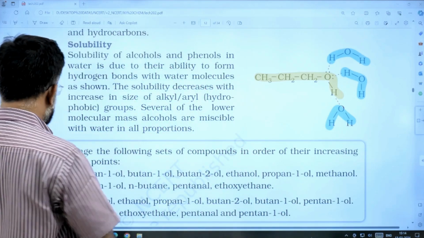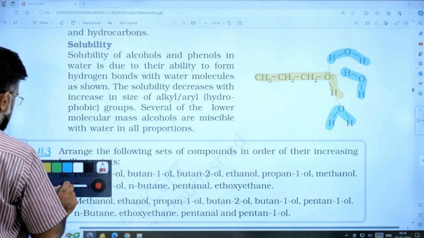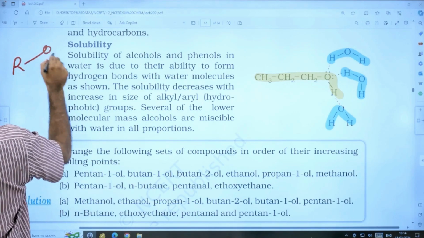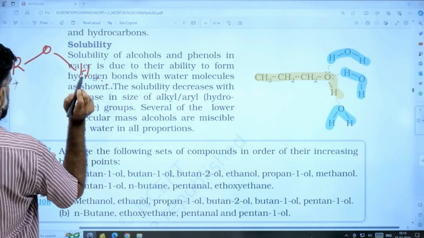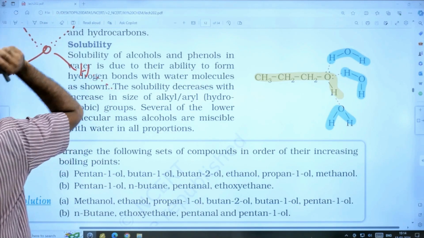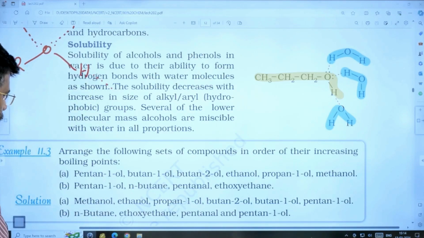So how does the hydrogen bonding come in alcohol? Generally, if you investigate, it is ROH: using this, a hydrogen bond; using this, a hydrogen bond; and using this, a hydrogen bond. That is what is happening, right?